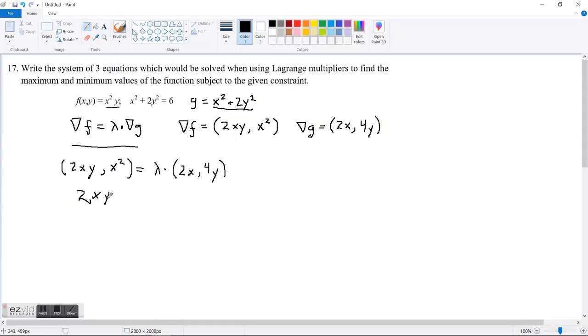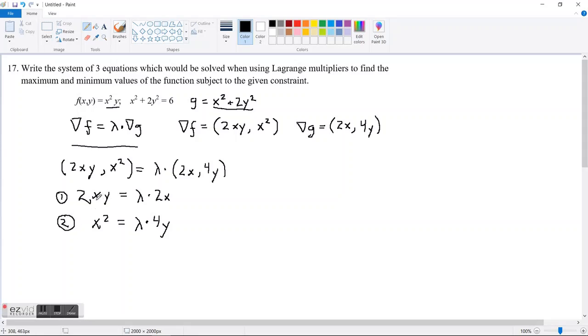The first component of the first vector is equal to the first component of the second vector multiplied by the scalar lambda, and that's equation 1. The second equation we get, the two vectors are identical, they're equal, so their second components have to be equal too, and so x squared is equal to lambda times 4y. That gives us our second equation.